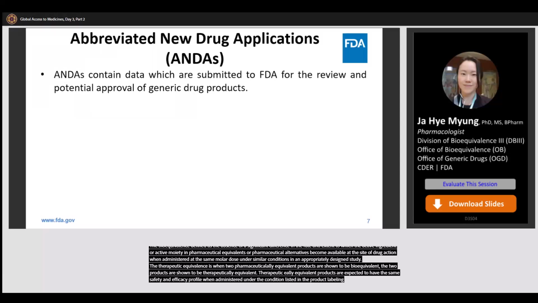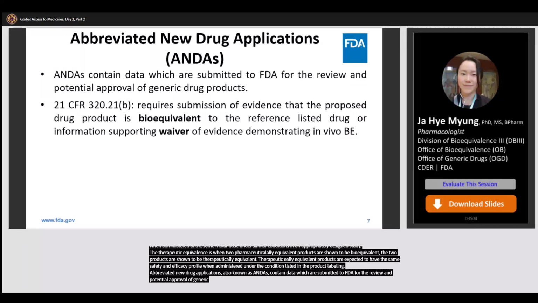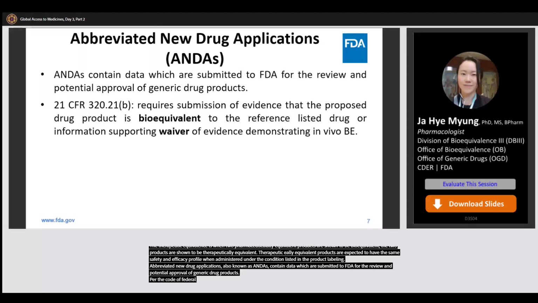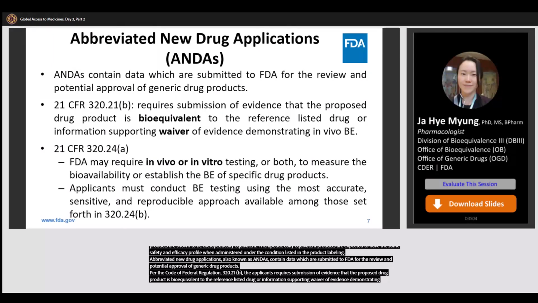Abbreviated New Drug Applications, also known as ANDAs, contain data which are submitted to FDA for the review and potential approval of generic drug products. Per the Code of Federal Regulations 320.21(b), the applicants are required to submit evidence that the proposed drug product is bioequivalent to the reference listed drug or information supporting waiver of evidence demonstrating in vivo BE.